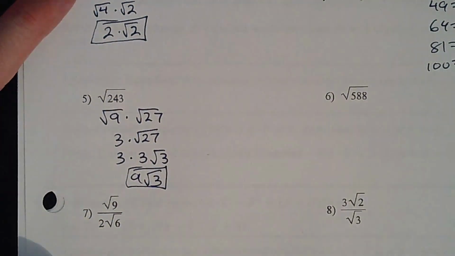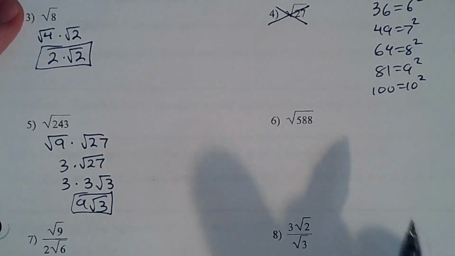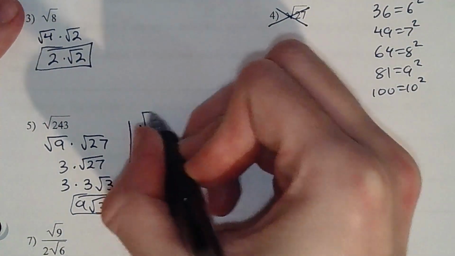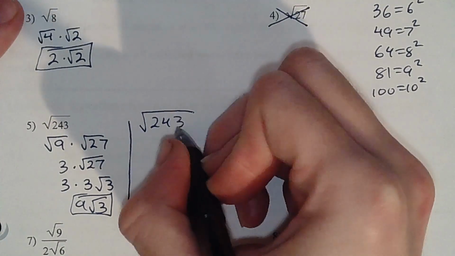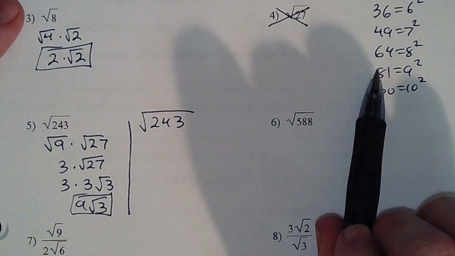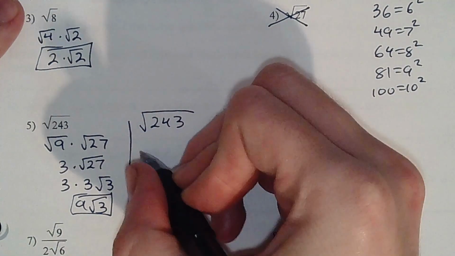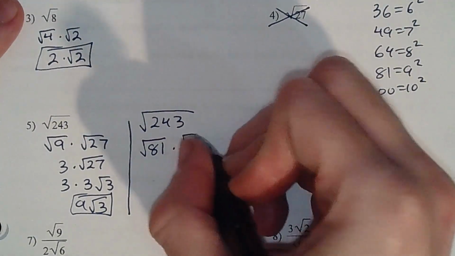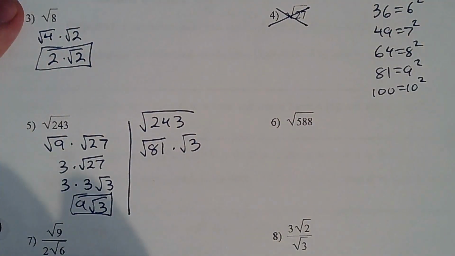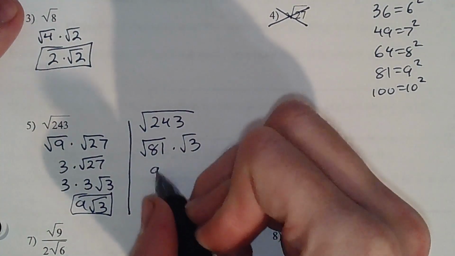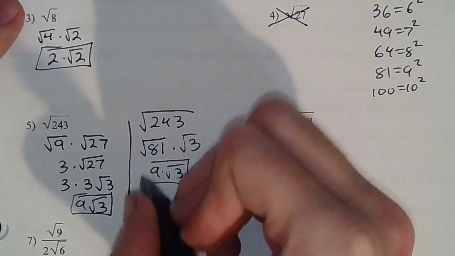All done. Please note, like I said earlier, if you're willing to try out the larger numbers, you could have made this problem easier. If you're trying out the harder numbers, if I had just done 243 divided by 81 first, I would have found out that the square root of 81 multiplied by the square root of 3 is in fact 243. The square root of 81 is 9. 9 times the square root of 3. Done.